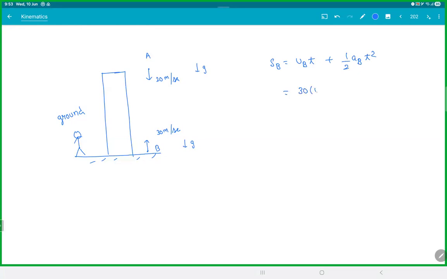U is 30, time is 1 second, acceleration is minus 10, 1 squared. That gives 25 meters. That means B will travel 25 meters in 1 second. Similarly, A also will travel 25 meters in 1 second, because the total is this. So that is where they'll collide, in the middle of the building. They both will collide at the middle of the building. Is that clear, everyone?